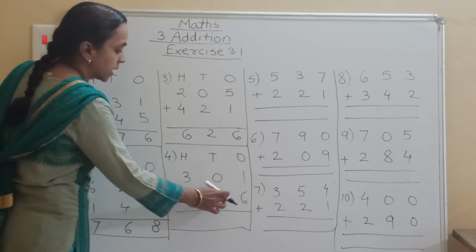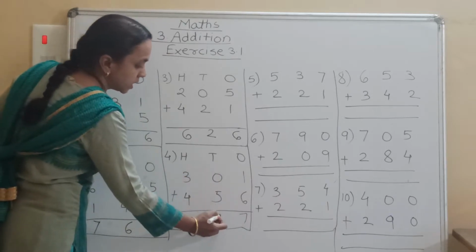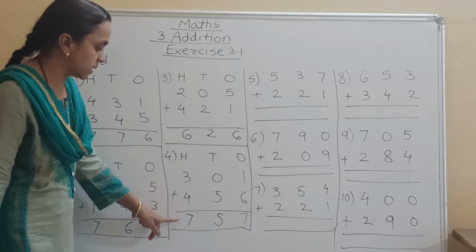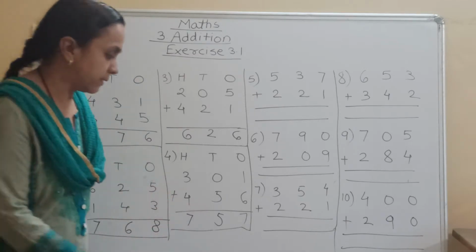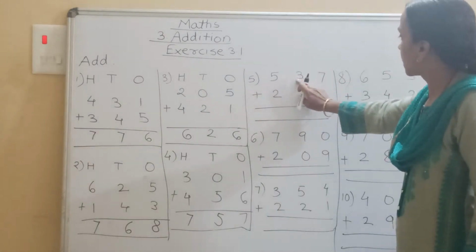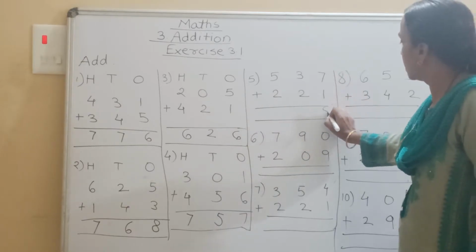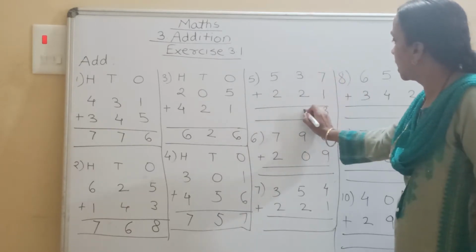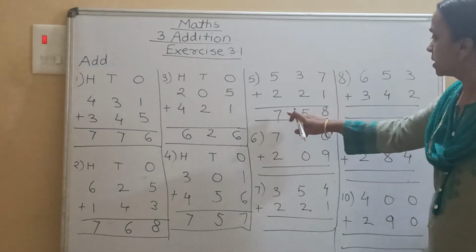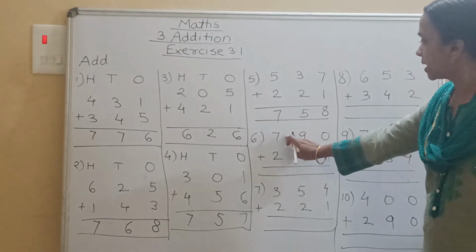Now see the fourth example. 301 plus 456. 6 plus 1, 7. 5 plus 0, 5. 4 plus 3, 7. What is our answer? 757. Now see the fifth example. 537 plus 221. 7 plus 1, 8. 2 plus 3, 5. 5 plus 2, 7. What is our answer? 758.